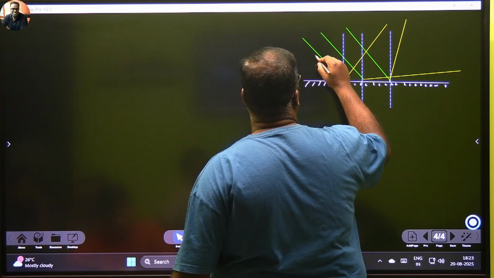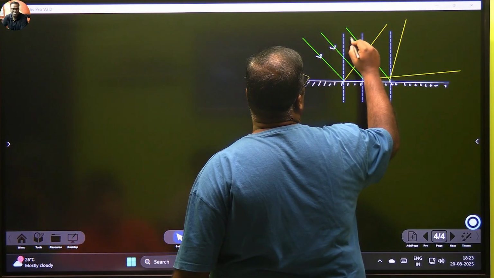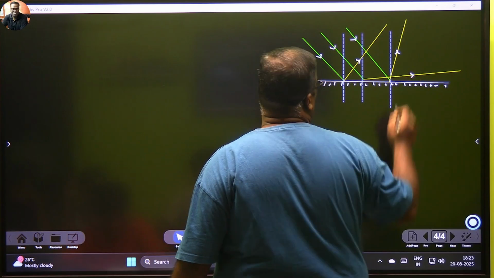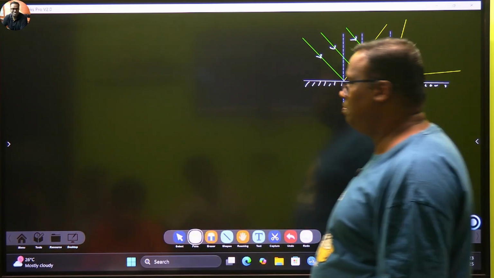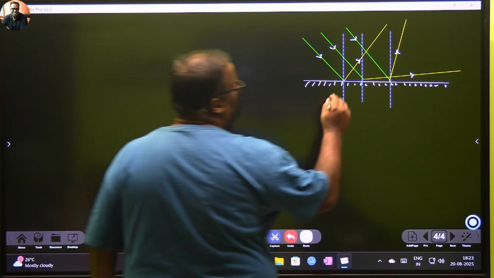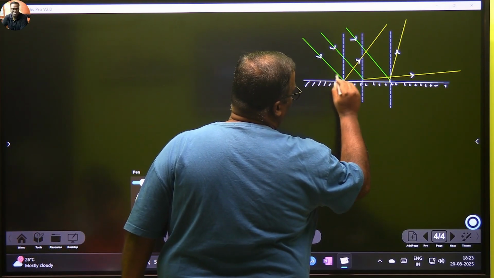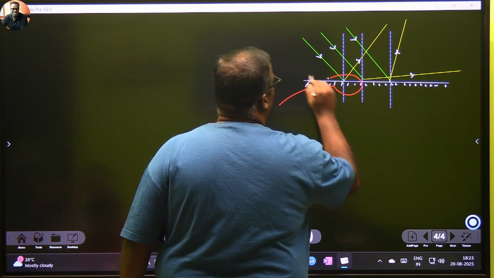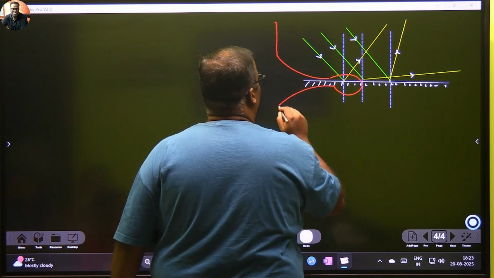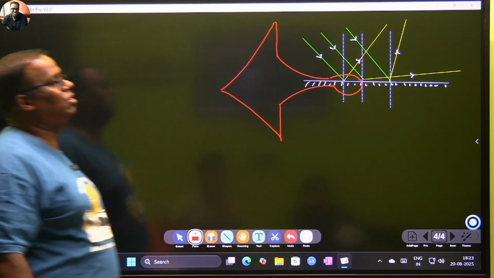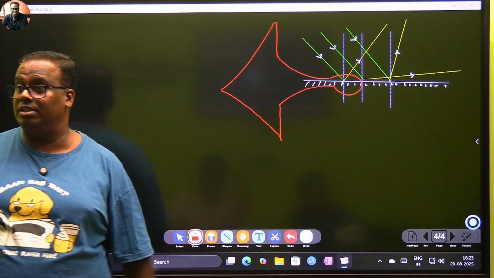So for better understanding, these were my incident rays, and these are my reflected rays. Now, in order to understand what is happening out here, what we will do is take a small portion of this surface, magnify it and try to understand what is happening here. We'll try to see a small portion, right?